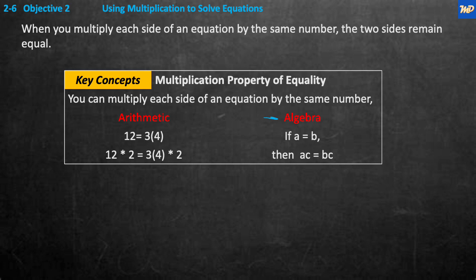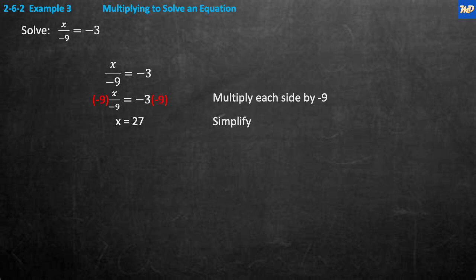Arithmetically, we're looking at this problem as I was just saying. 12 equals 3 times 4. And we know that 12 is 3 times 4. We see it right here. So if you take the 12 and you multiply 12 by 2, you're going to get 24. If you take 3 times 4 times 2, 3 times 4 is 12, times 2 is 24. Same number. Okay? Example 3, multiplying to solve an equation. To solve this equation, x divided by -9 equals -3.